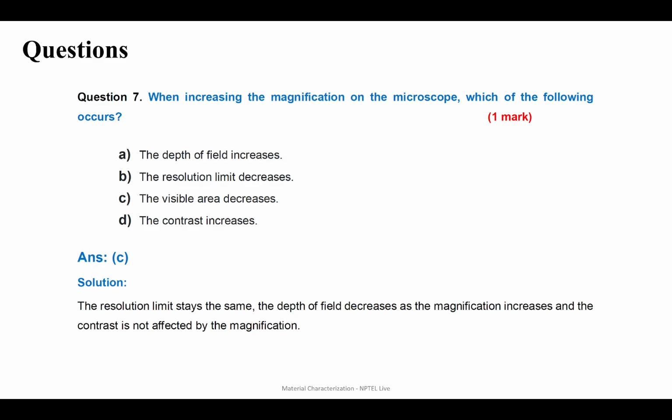So when we increase the magnification, the visible area will decrease. The resolution limit will depend on the numerical aperture of the objective. Generally when you increase the magnification, the numerical aperture will either remain the same or increase. The depth of field will decrease if the magnification increases, and the contrast is also not affected. So the one thing that will definitely happen is the visible area will decrease.